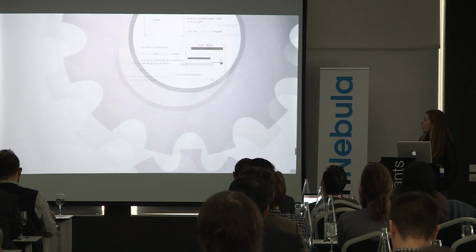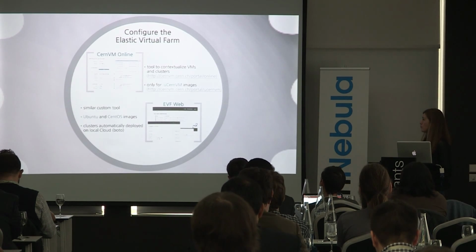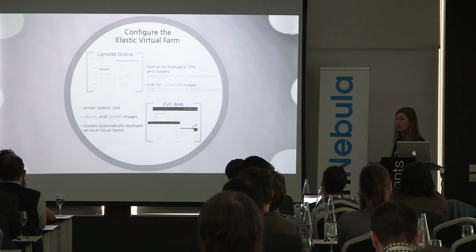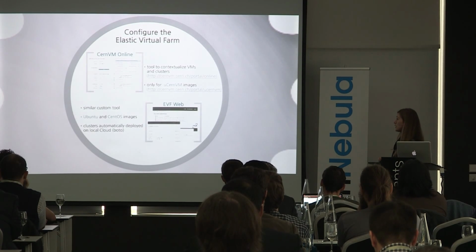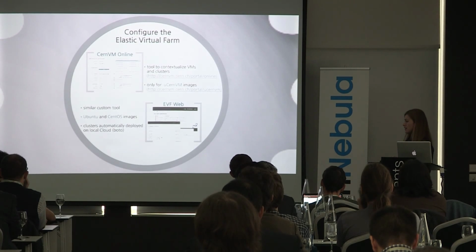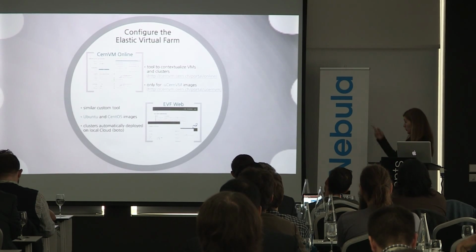And then we have two different web tools to allow the user to configure the Elastic batch farm in an easy way. One is provided by CERN, and it's called CERN VM Online. If you don't know much about the CERN VM ecosystem, I put 2 links here. It's basically a tool to contextualize either a single machine or a cluster of machines, and it works unfortunately only for Micro CERN VM images. Micro CERN VM, in short, is a very basic and tiny image that contains only the kernel, and then at boot time the operating system is fetched from the web. There is also more information on this.